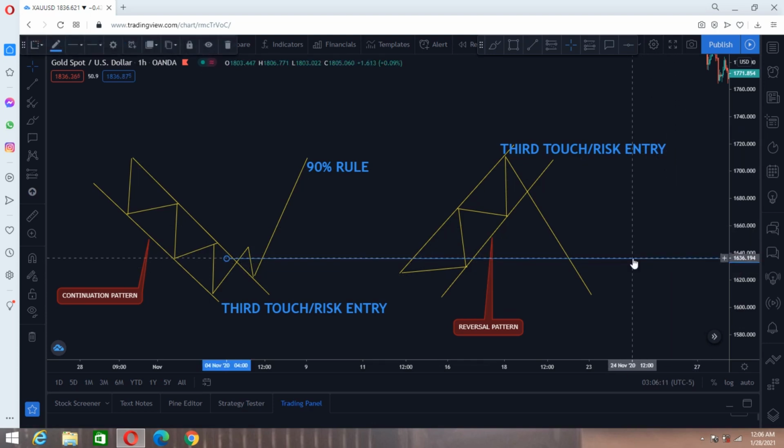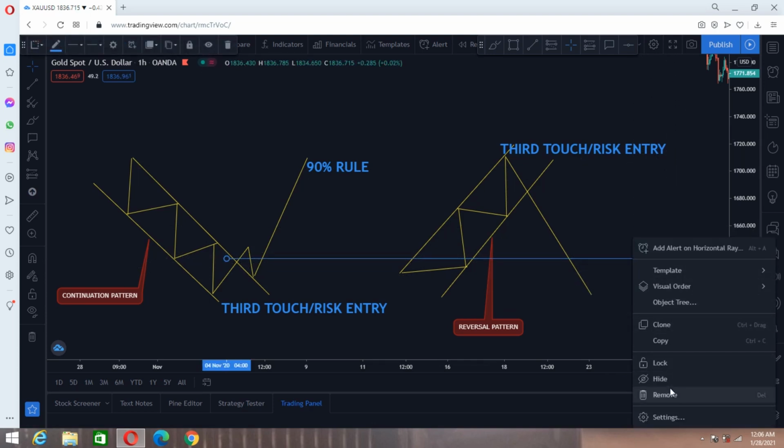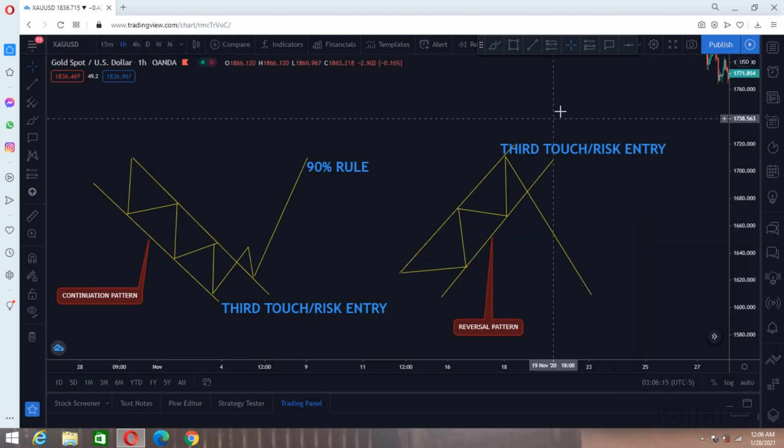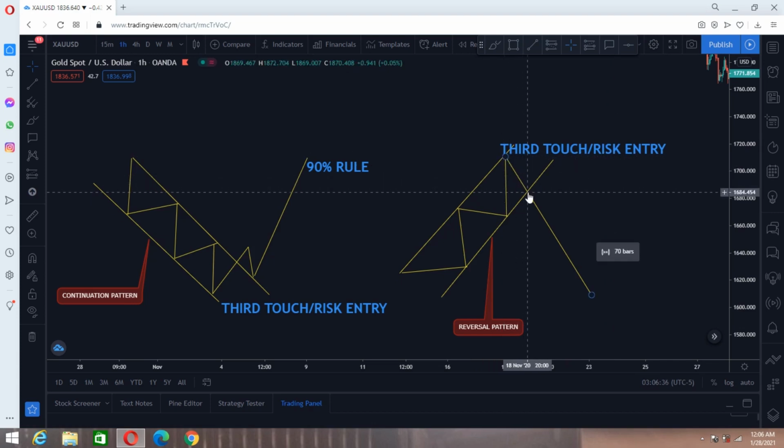I just wanted to show you this. So even here, this is the risk entry. As you can see also here that this is our first, our second, our third touch. Then you can go in with your risk entry. You know, your stop loss will be tight, or wait for it to break. Then it will go for a retest.